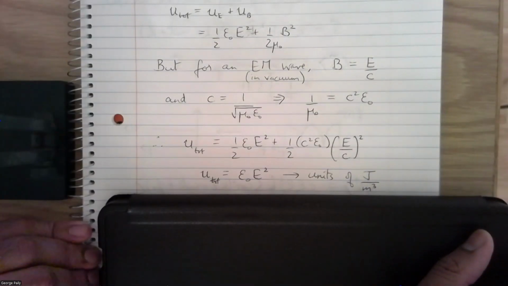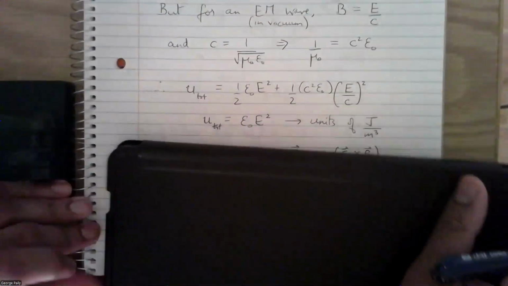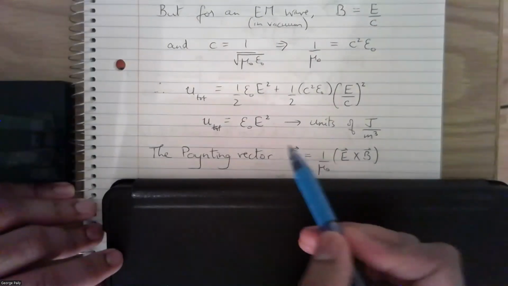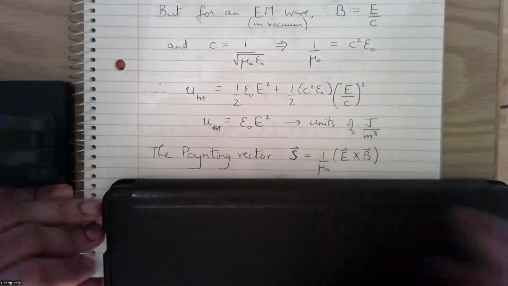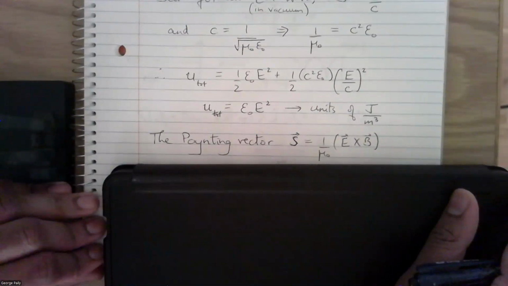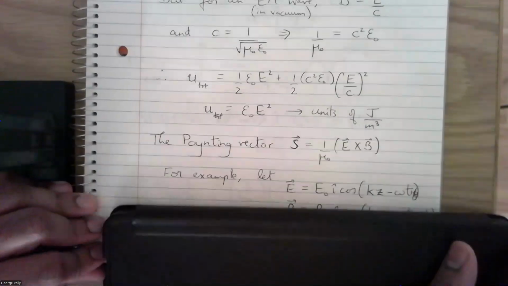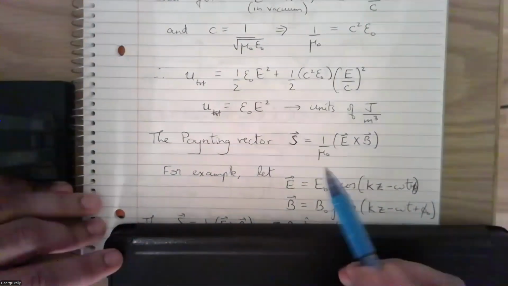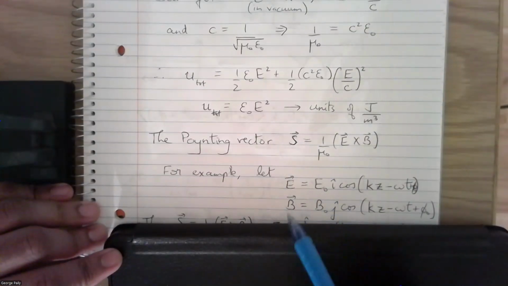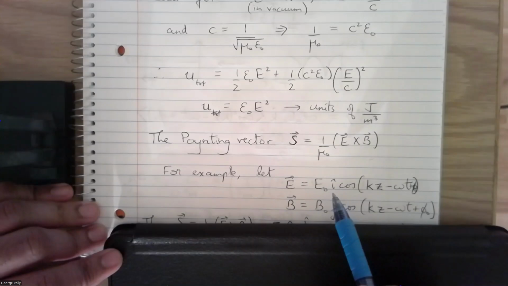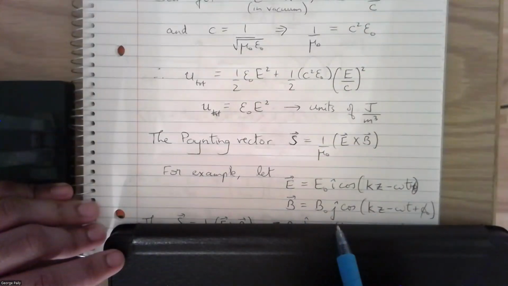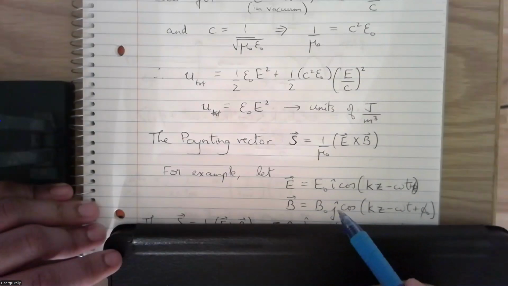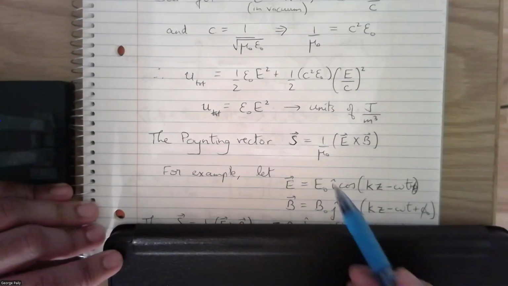Now, what is the relation with the Poynting vector? Well, let's start with the Poynting vector's definition. The Poynting vector, denoted by S, is 1 over mu naught times E cross B. Let's assume we're dealing with a plane electromagnetic wave. So, for example, let's say we have an electric component and a magnetic component. The electric component is pointing in the i hat direction, well, plus or minus i hat, depending upon the value of the cosine. And the B field is pointing in the j hat direction. And the direction of E cross B will be i cross j, which is k. And so that is the direction of propagation of the wave.